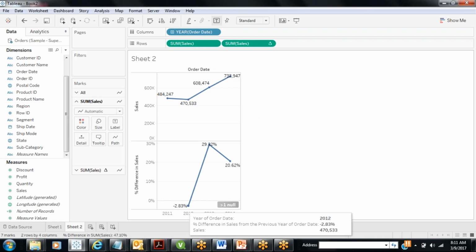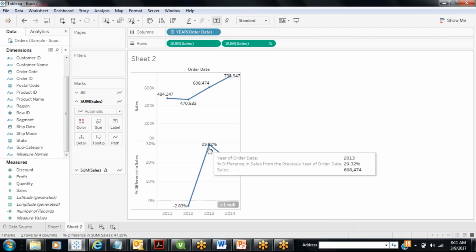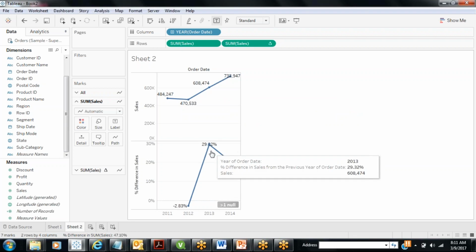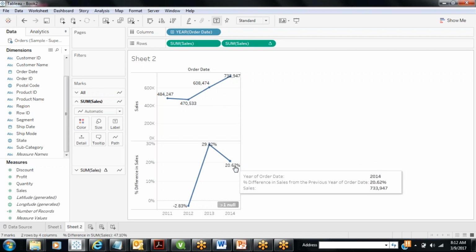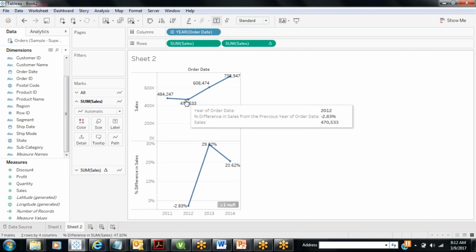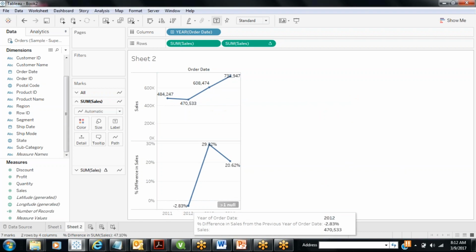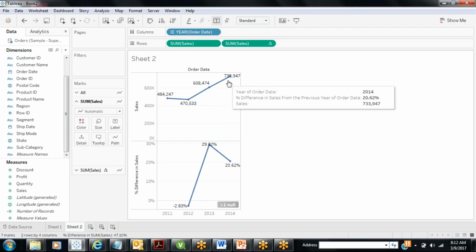So what is the formula used? That we'll see. And when it comes here, from this year to this year, the growth is 29.8232. And from here to here, the growth is 20.62. So for the first year there is no growth, meaning I don't have any year to compare. When it comes here, the growth reduced, so it is minus 2.83, and next your growth increased, so it is 29.32, and from here further it increased to 20.62.